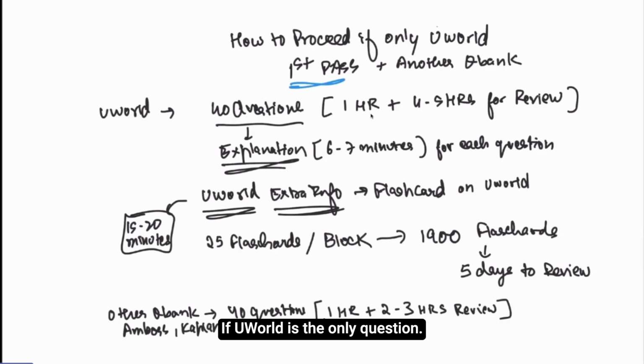And how to proceed if UWorld is the only question bank. Again, with UWorld, you're doing 40 questions a day, 1 hour for a 40 question block, and 4 to 5 hours for that block review. Explanation, take your time, 6 to 7 minutes. If you got something wrong, take even longer. If you don't know anything, make sure you're not wasting that question, because I would not go about it a second time, since it is a waste.